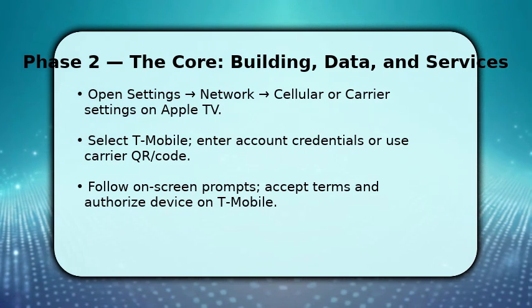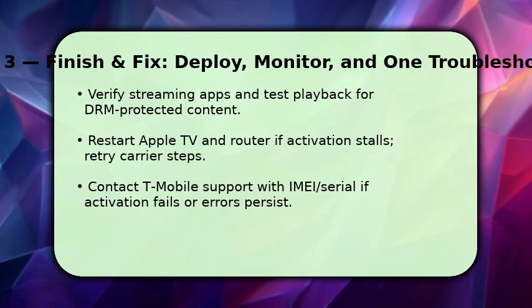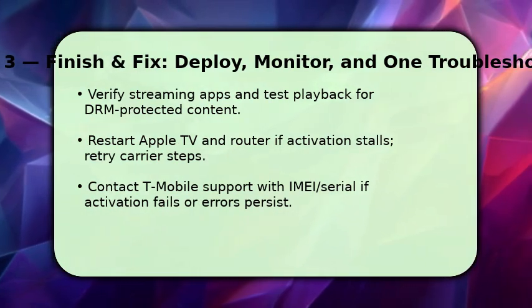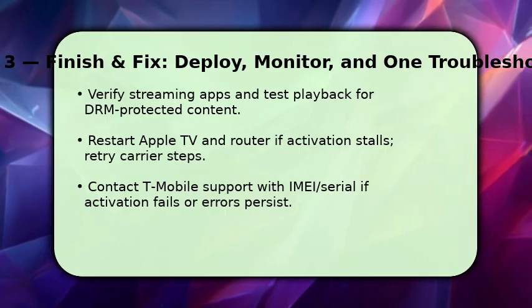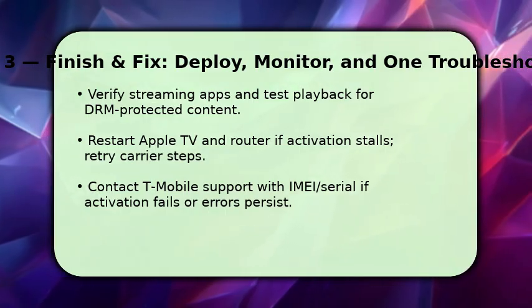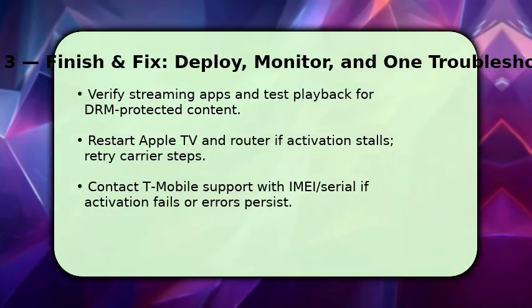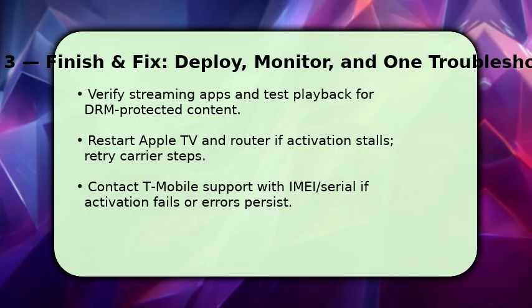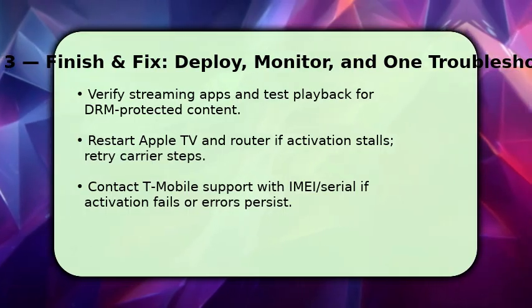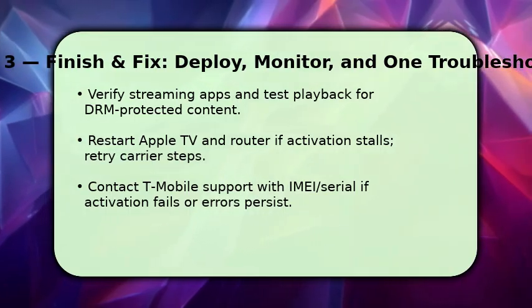Finish by testing playback and account integration. Open the TV app or an authenticated streaming app and play protected content to confirm DRM and licensing are activated. If activation stalls, restart the Apple TV and your router, then repeat the carrier provisioning steps. This clears cached network states.